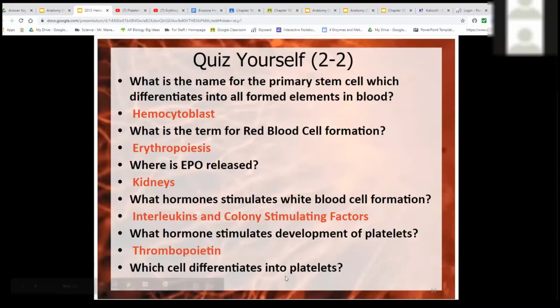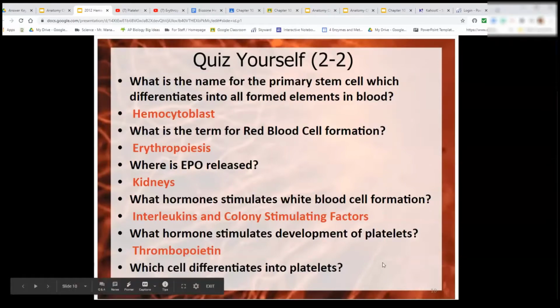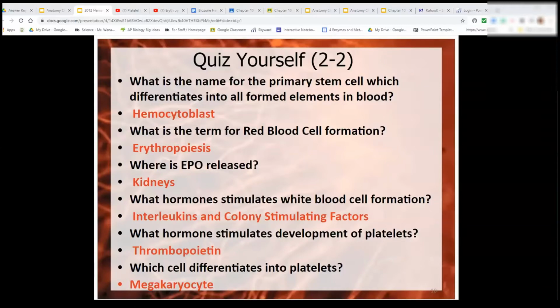And this one was tough for my last hour, so I'm just going to tell you which cell differentiates into platelets. I'm talking about the precursor to the platelet, which is the megakaryocyte. So I'll leave that up there for a minute if you need to steal any of those answers. And then I'll pop back onto the agenda.